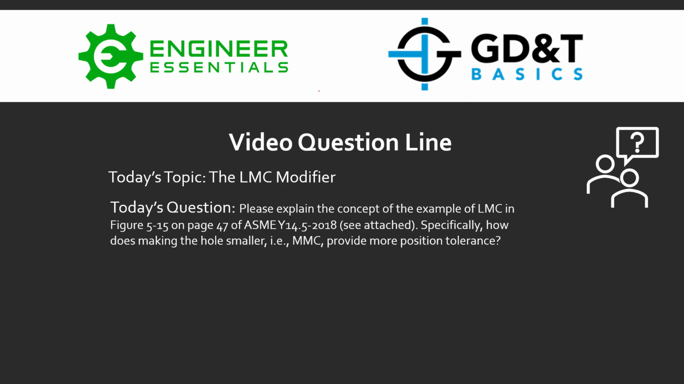Why would you want to give a feature, a hole, for example, that measures at its smallest diameter, the MMC size, suddenly more position, or bonus position beyond the original value in the feature control frame? We're going to talk about that here at the end of the lesson. But first, we're going to go over how this tool works.